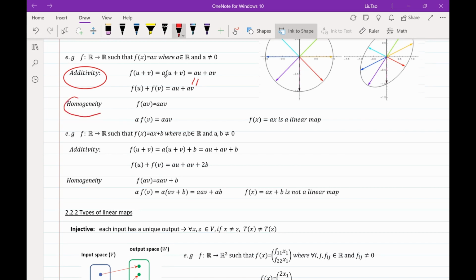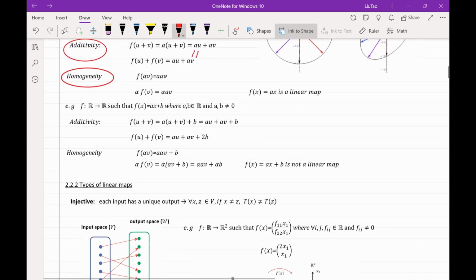Now let's check homogeneity. We need to check if f(alpha v) is equal to alpha f(v). For f(alpha v), we plug in alpha v, and we get a times alpha v. And for alpha f(v), when we plug in, we get alpha times a times v. So the left side is equal to the right side. Then we can see f(x) equals ax is a linear map.